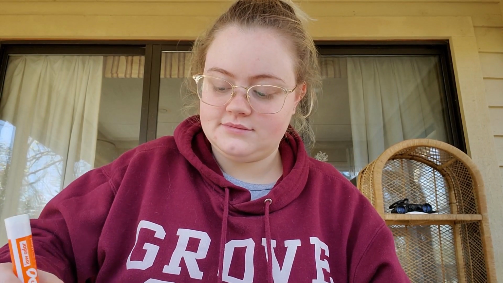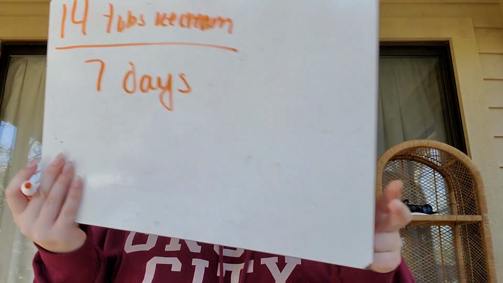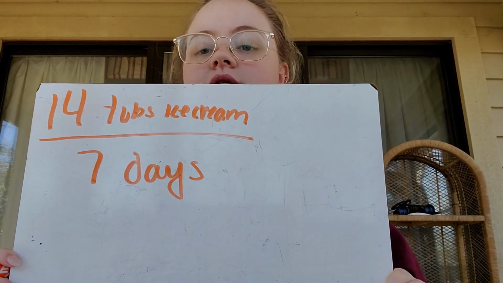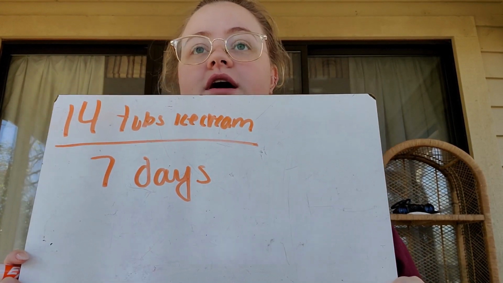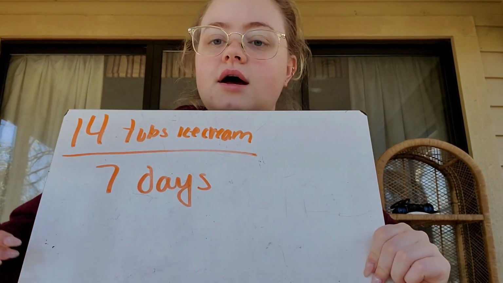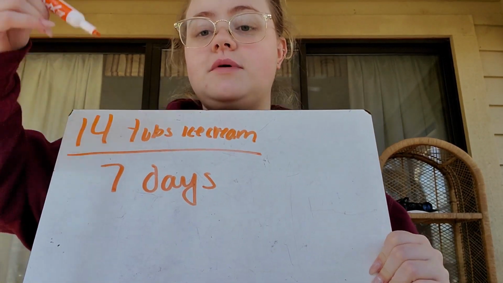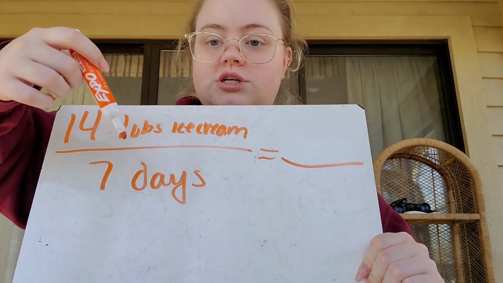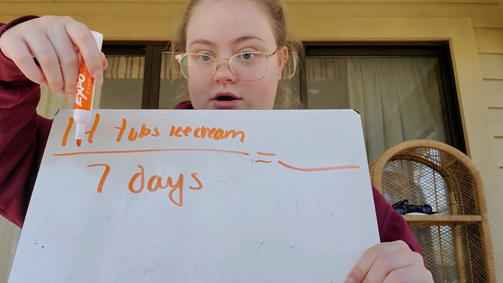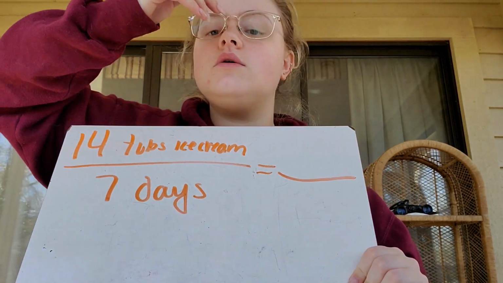If I eat 14 tubs of ice cream in 7 days. All right? Because that is what I've been living off of during this lockdown. Ice cream. I've eaten 14 tubs of ice cream in 7 days. I want to figure out how many tubs of ice cream I eat in 1 day. So I'm going to set up my two ratios. Remember, comparing numbers, and I'm going to make it into a unit rate.